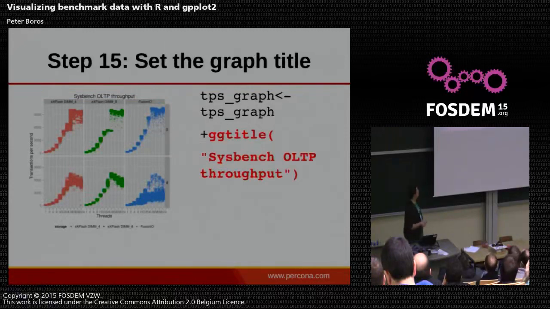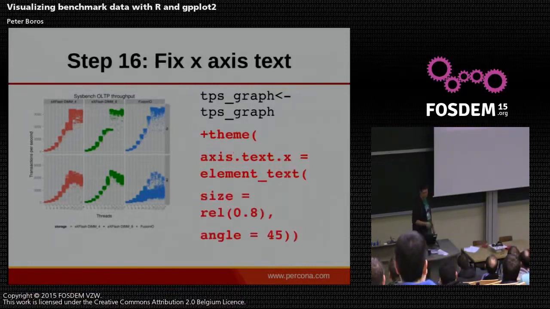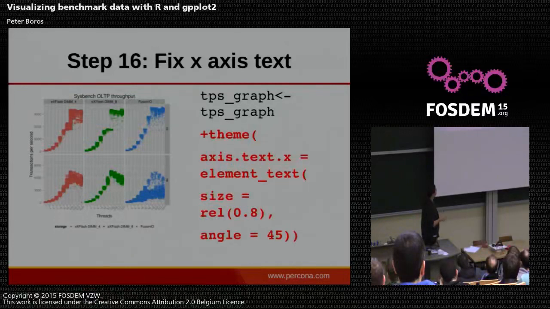Okay, so we have some code to set the graph title, which will appear here, and the only thing which remains ugly in this is the caption in the threads, because we did so much faceting. These numbers are kind of pressed together, and now they are unreadable. We can fix that by setting the properties of the x-axis. So we are writing them with 45 degrees.